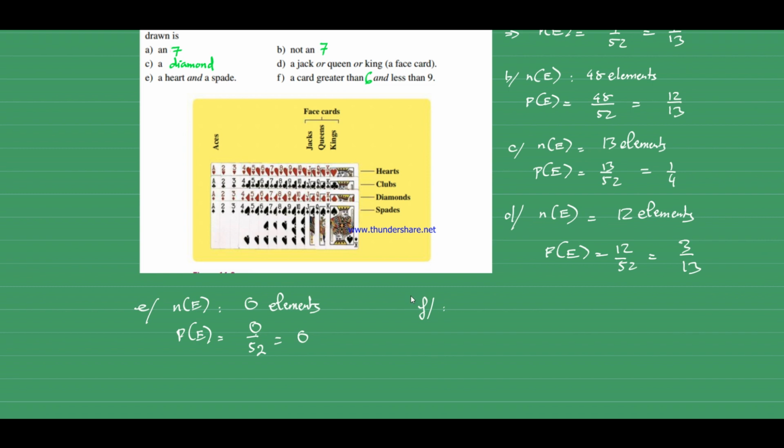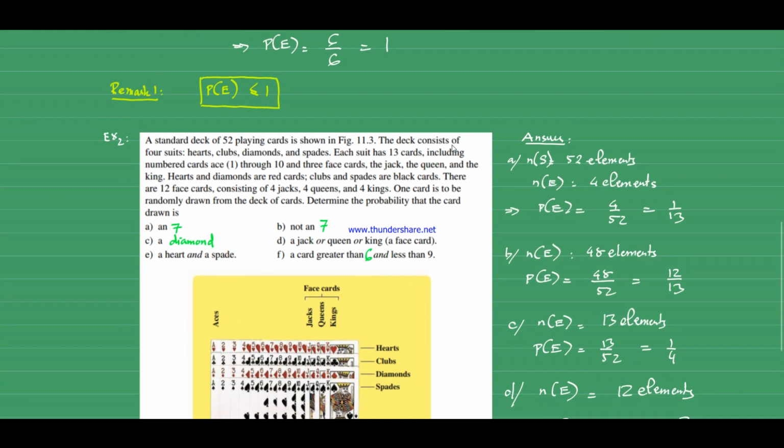And finally we have a card greater than 6 and less than 9. So greater than 6, less than 9, we're gonna have 7 and 8. 7, 8 for the heart, 7, 8 for the club, 7, 8 for the diamond, 7, 8 for the spade. So totally we have 8 of them. Alright, so the probability here will be 8 over 52, which is 2 over 13. Okay. Good.